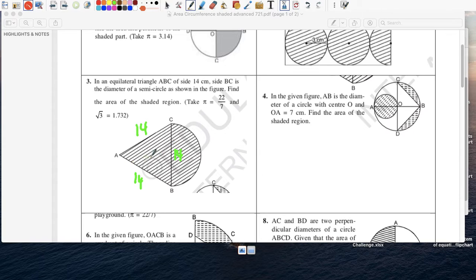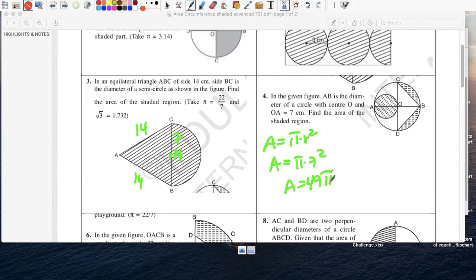So we have a triangle, and we have half a circle. So find the area of the triangle, and then find the area of the semicircle. I'm going to start with the semicircle because it's easier. The area of the circle is pi r squared. 14 is the diameter, which makes the radius 7. So A equals pi 7 squared, and A equals 49 pi.